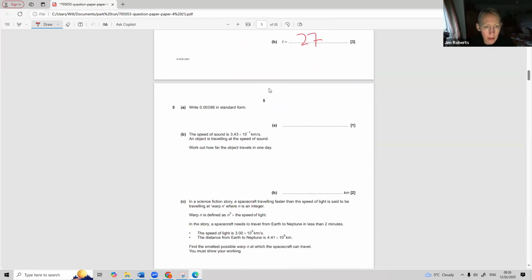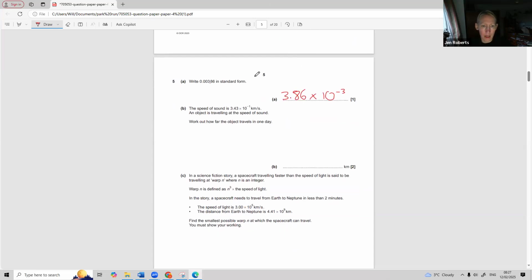Okay, so we're going to write this number in standard form. So don't forget, because it's a small number, it's a negative power. The first number in standard form needs to be between 1 and 10, so we need 3.86. Okay, so how many times are you dividing 3.86 by 10 to get this number? 3. You're moving your number 1, 2, 3 places, so it's -3 because you're dividing it.